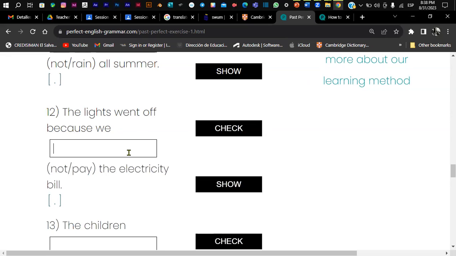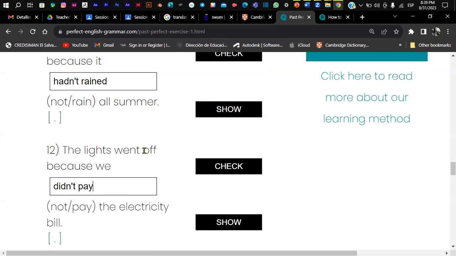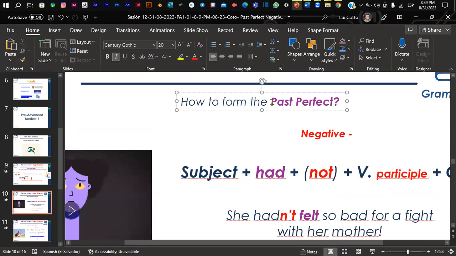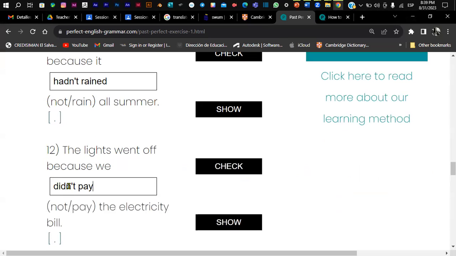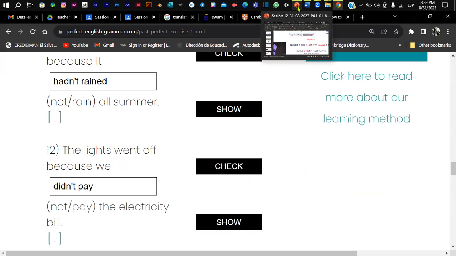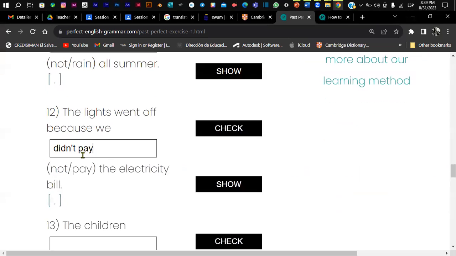12. The lights went off because we didn't pay the electric bill. Okay. Didn't pay. But why didn't? Why? Because we don't pay the electric bill. Okay, but notice that we are making negative sentences, but the tense is the past perfect. Past perfect. And didn't belongs to the simple past in negative. It's a different thing. So, the correct is? Hadn't. Correct, yes.